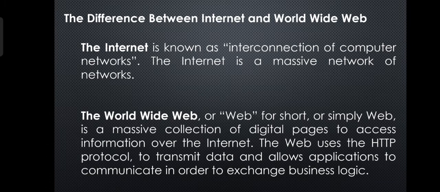The difference between the internet and the World Wide Web: the internet is an interconnection of computer networks. The internet is a massive network of networks. The World Wide Web, or web for short, is simply a massive collection of digital pages to access information over the internet. The web uses the HTTP protocol to transmit data that allows applications to communicate in order to exchange business logic.